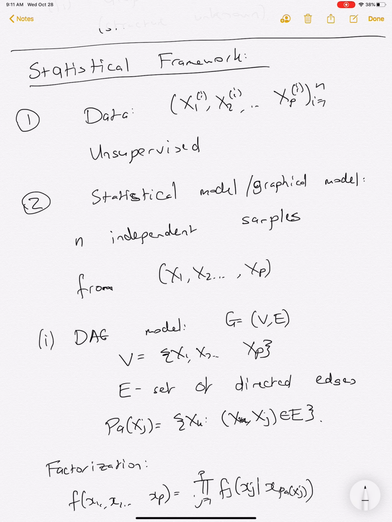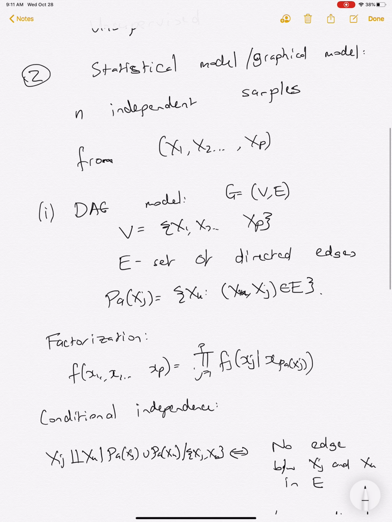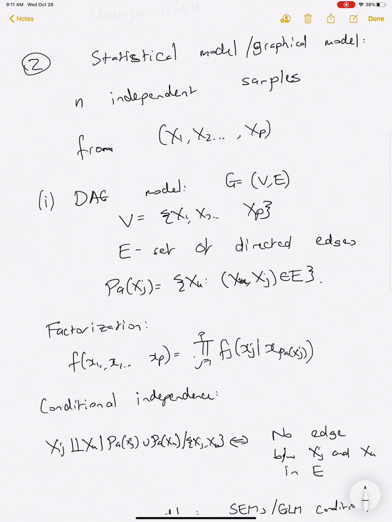Obviously, the graphical model means that there's dependence between x1 through to xp, but you're drawing independent samples from that. The statistical model, or graphical model, as we learned in the previous few lectures, is a little bit more challenging to define than what we've seen before, so we'll go through that briefly first. There are two examples of graphical models that we've seen: the DAG model and the undirected graphical model.